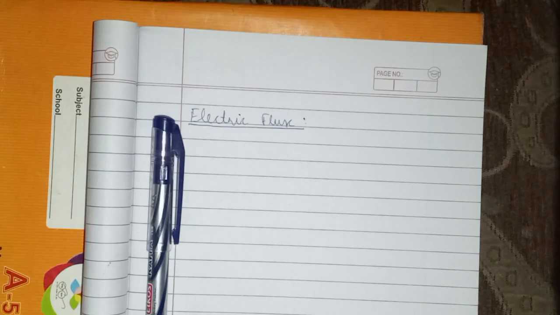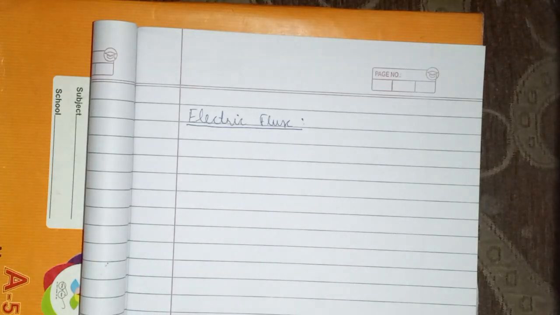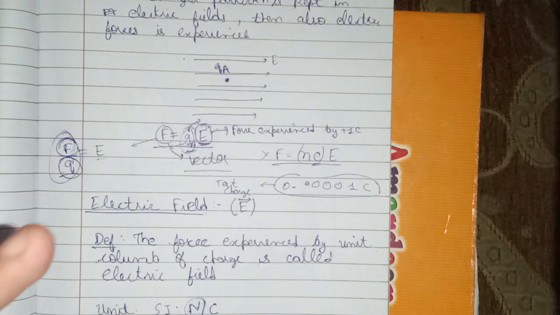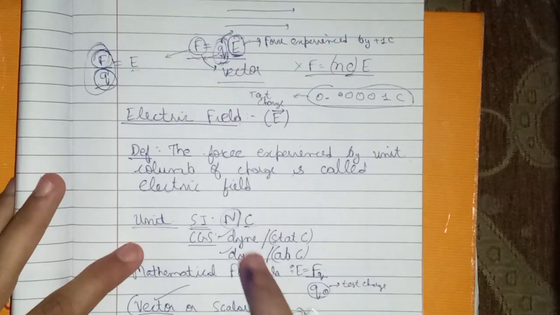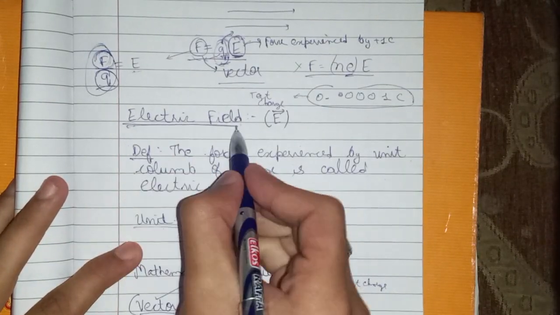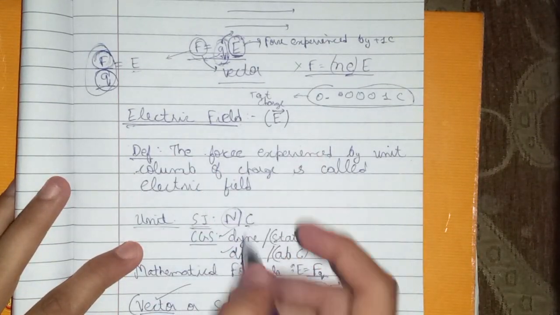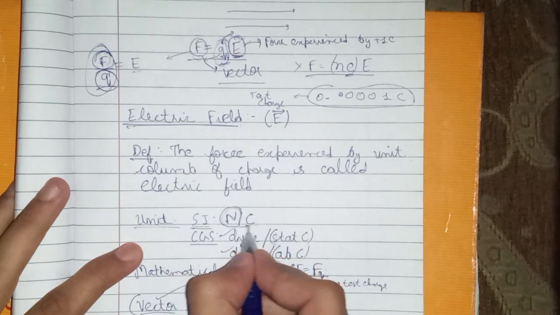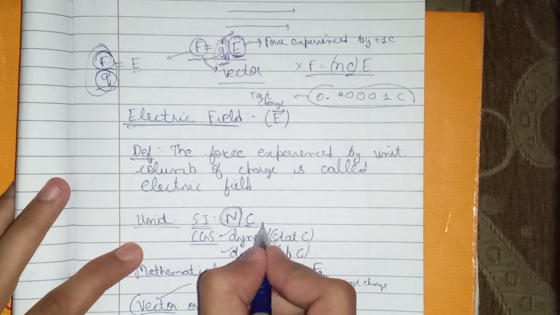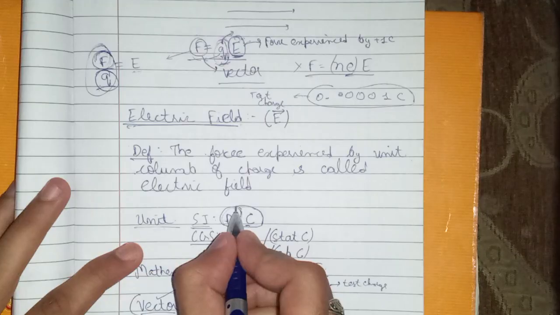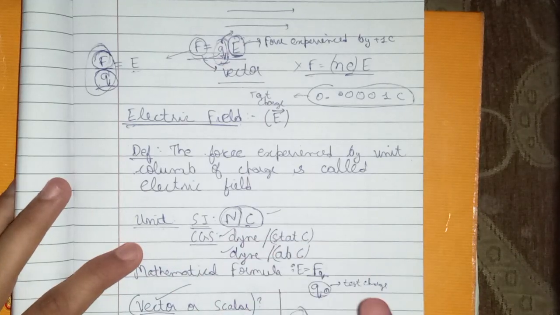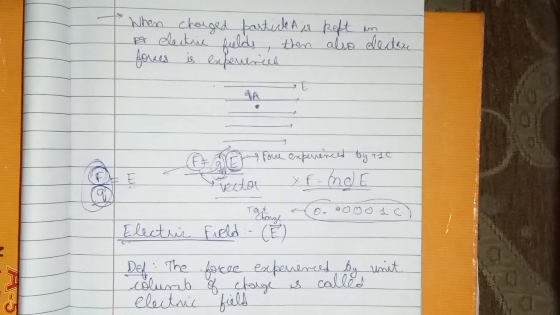No man, this topic of electric flux is tough. Hey, wait, I went wrong here. With electric field, I wrote the SI unit is what? Newton per coulomb. Yes, right? Yeah, it's right. Oh, sorry.